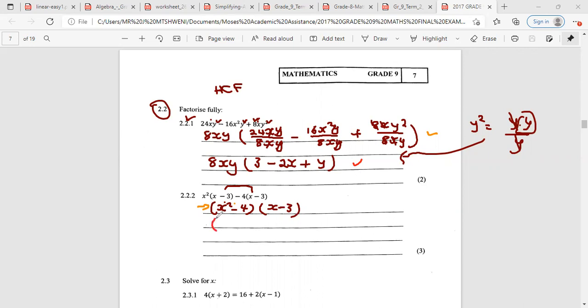Okay. So when it's a difference of 2 squares, in other words, I will use 2 brackets for it. x here, x here, having 4. Then when you square root 4, you'll get 2. Get 2, put a plus, put a minus, then you continue with x minus 3. Now you are done. You don't continue any further than this.